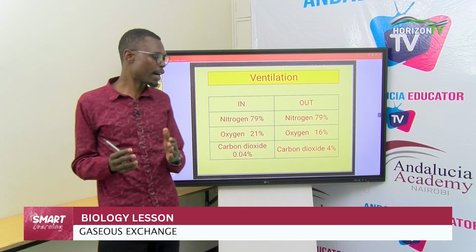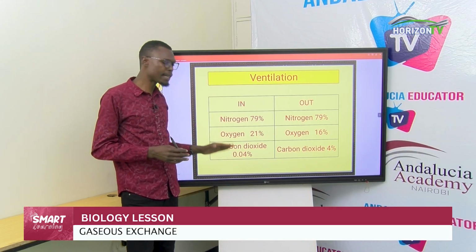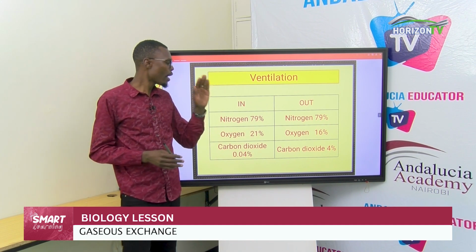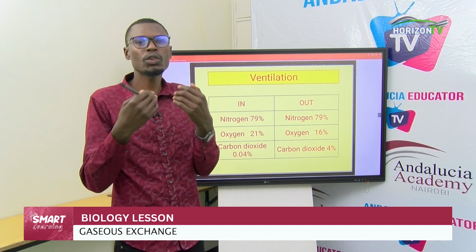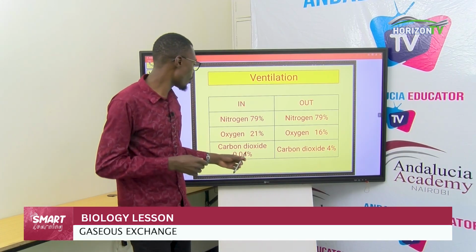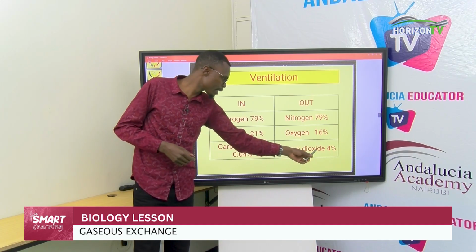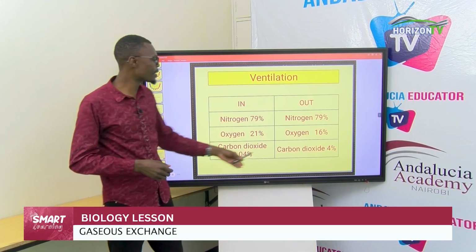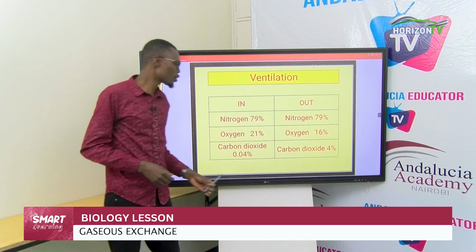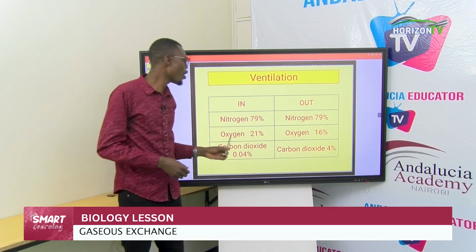Then carbon dioxide, 0.04% is in air. So this 0.04% is taken in. But I've said that body cells also release more carbon dioxide that goes into the lungs. When the body cells release more carbon dioxide, that is why there's a high concentration of carbon dioxide coming out. That is 4%.